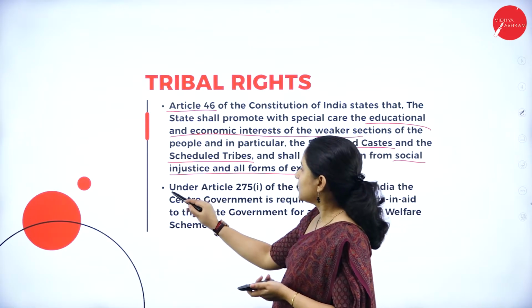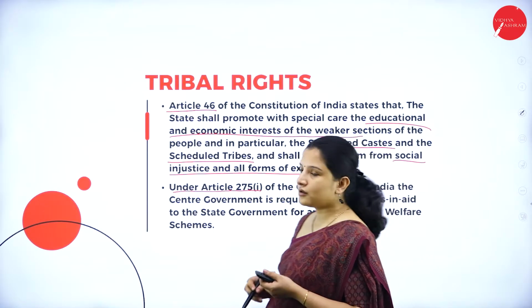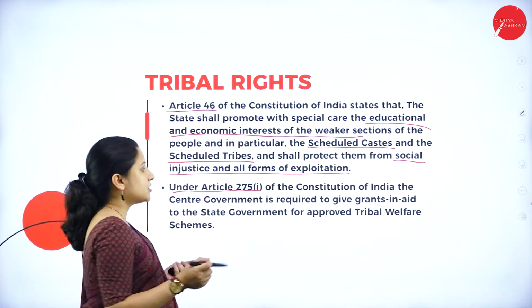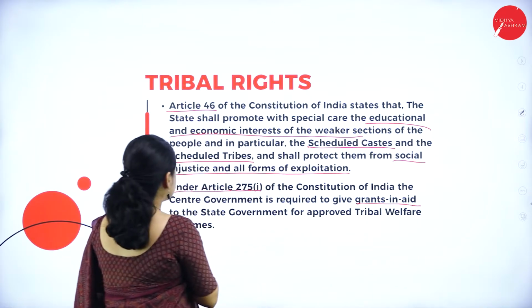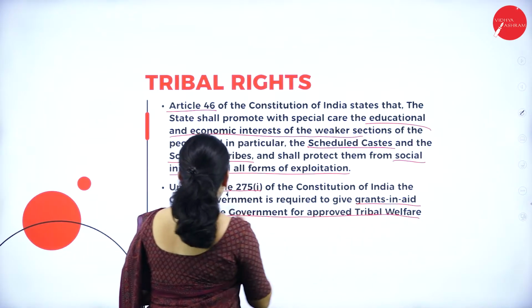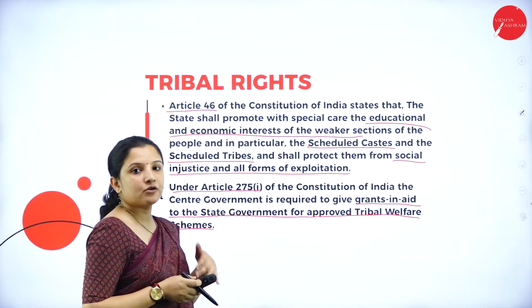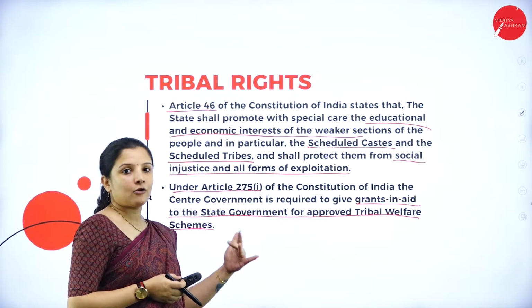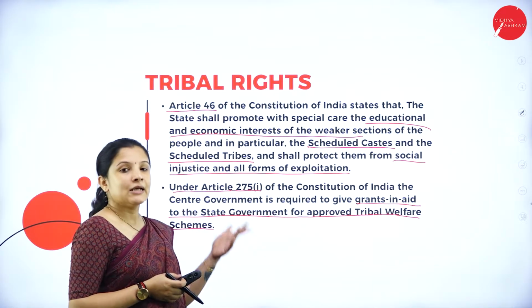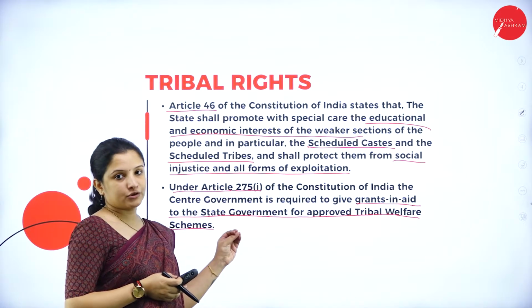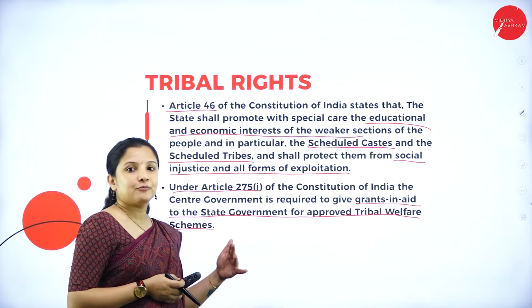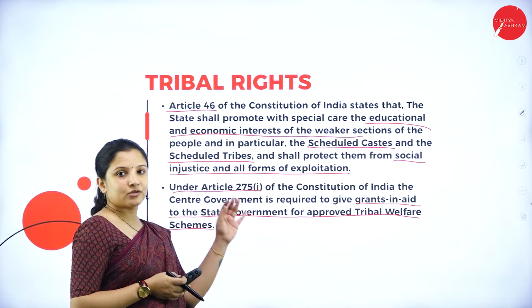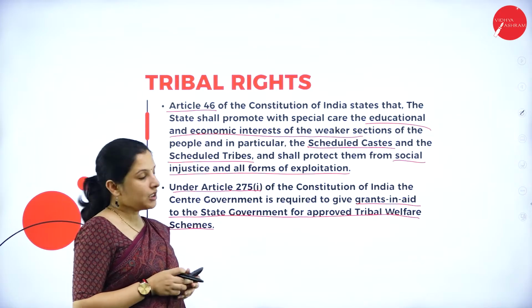Next, under Article 275 of the Constitution of India, the central government is required to grant aid to the state government for approved tribal welfare schemes. So the state government goes to the central government with any scheme meant for the welfare or upbringing of the tribal community, then the central government is not supposed to put down those schemes, and is supposed to provide grants in the form of money to the state government so that it can be used for the welfare of the tribal people.